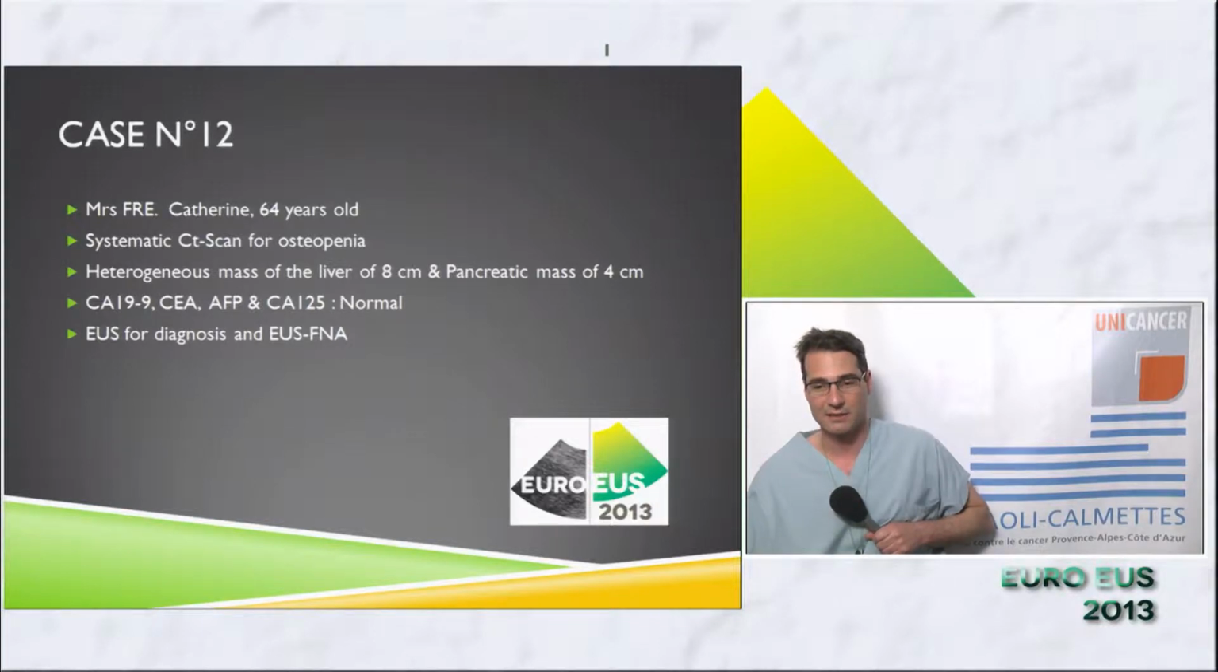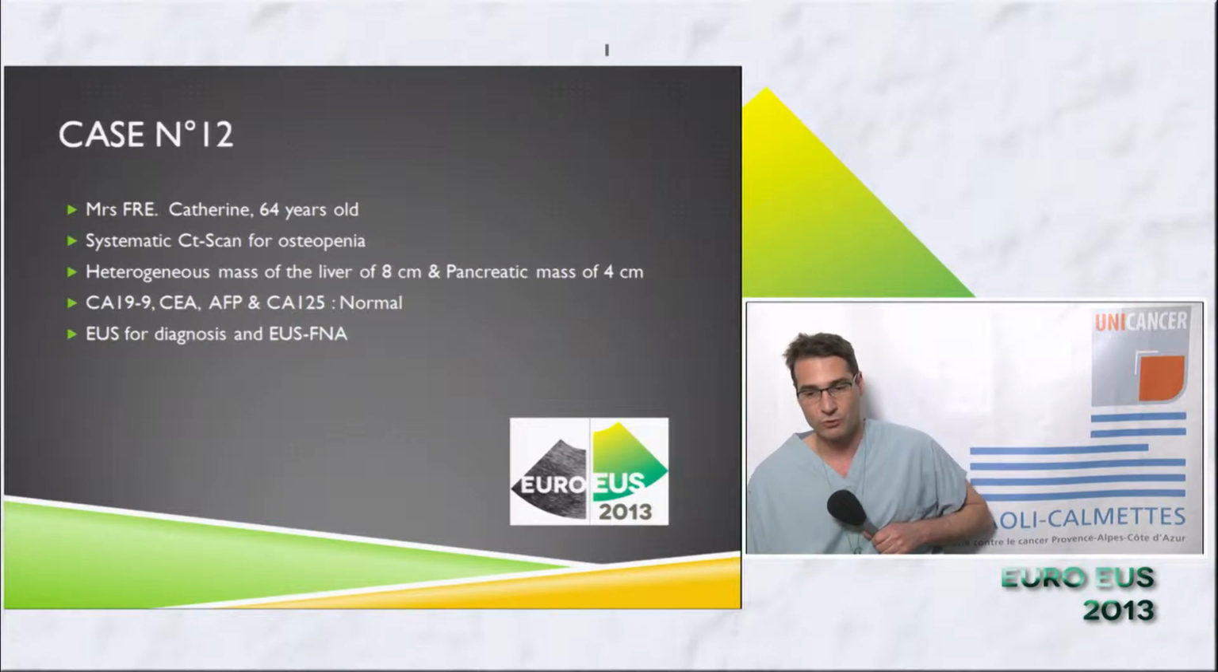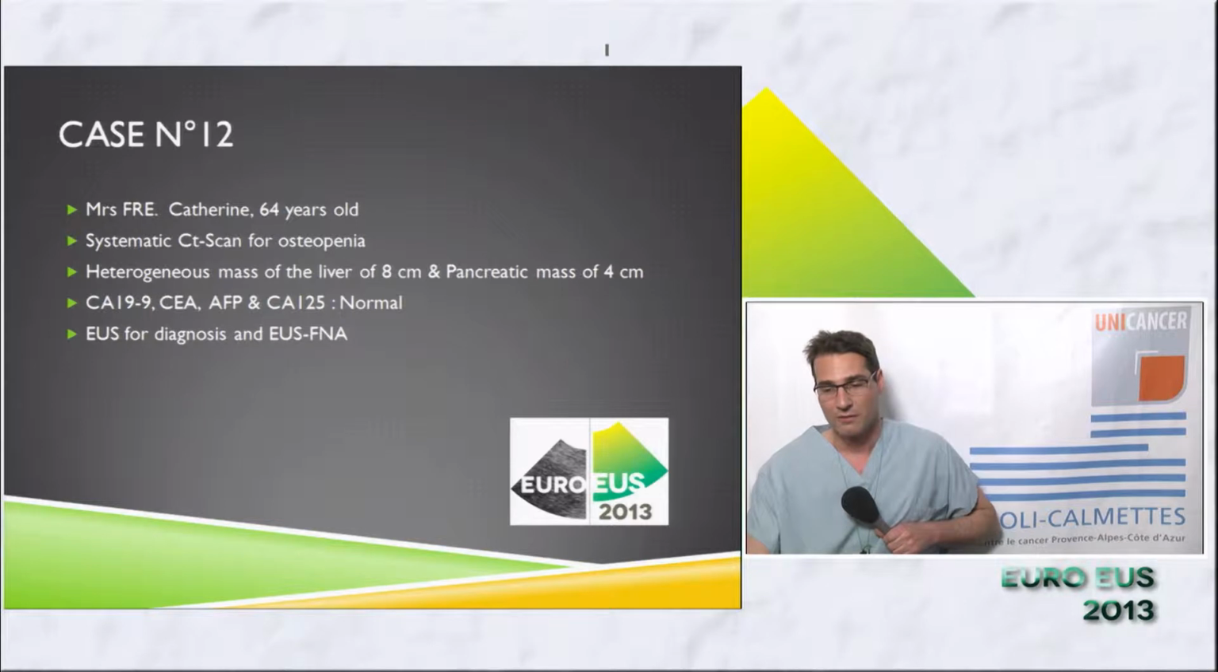Next case is a 64-year-old woman, and during a systematic CT scan for osteopenia, a heterogeneous mass of the liver and a pancreatic mass were discovered. Tumoral blood markers were normal, and so EUS for diagnosis and EUS FNA for this mass will be performed.